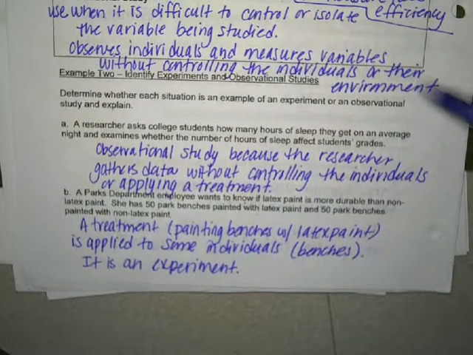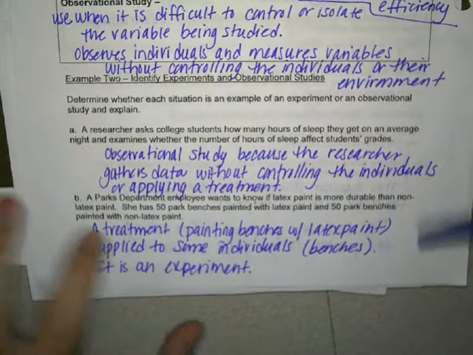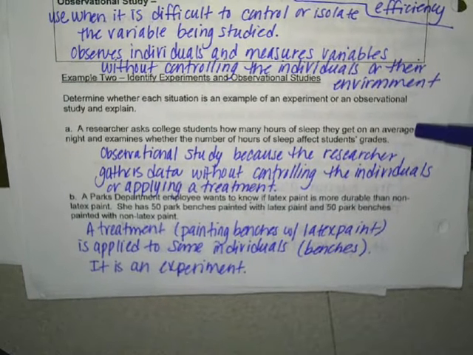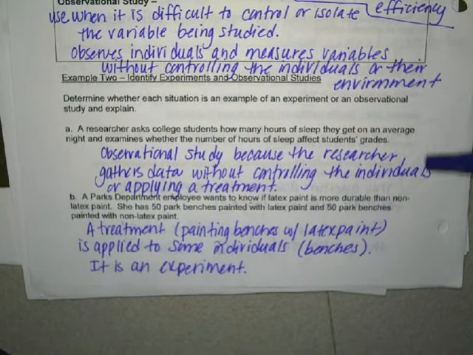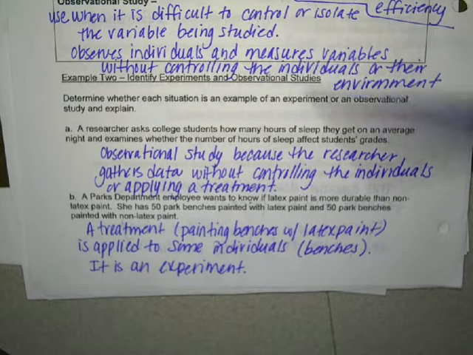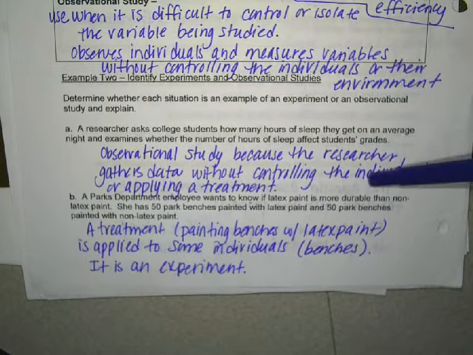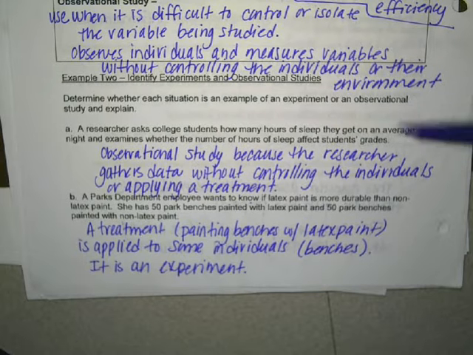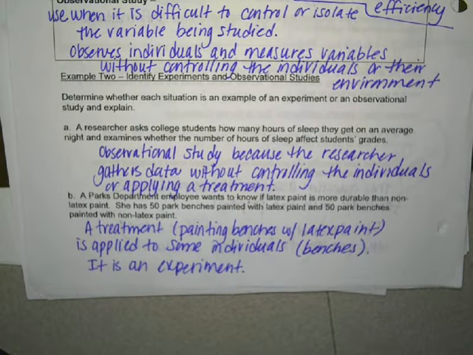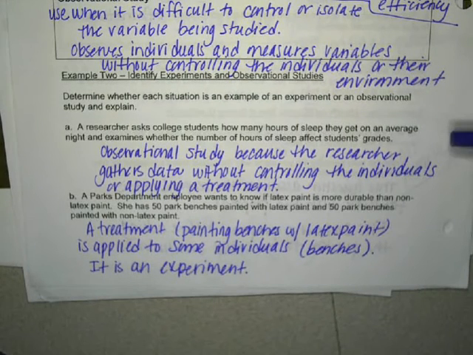So for example 2, you have 2 situations. A researcher asks college students how many hours of sleep they get on an average night and examines whether that number of hours of sleep affects students' grades. This is definitely an observational study because the researcher gathers data without controlling the individuals or applying treatment. So all that he's doing is getting information about how many hours of sleep they get and then comparing it to their grades without giving them any kind of treatment, like making them go to bed for a certain number of hours.